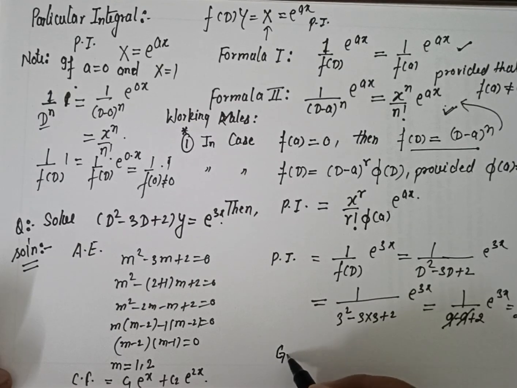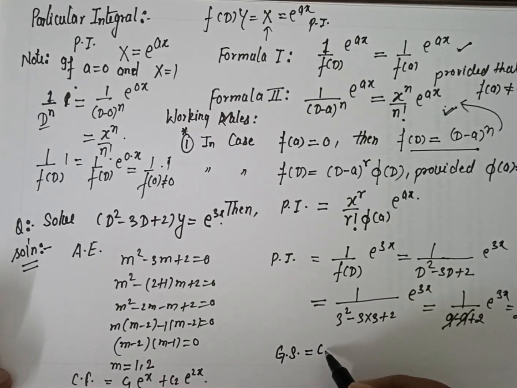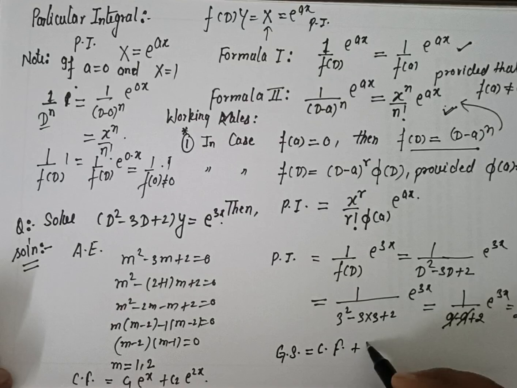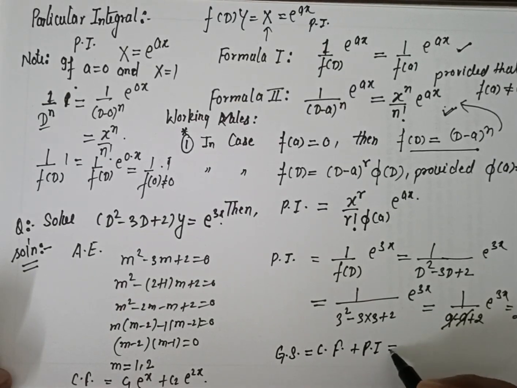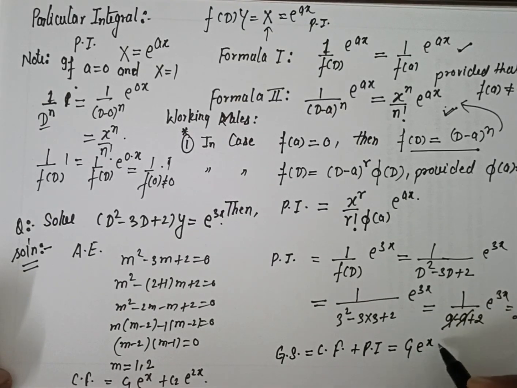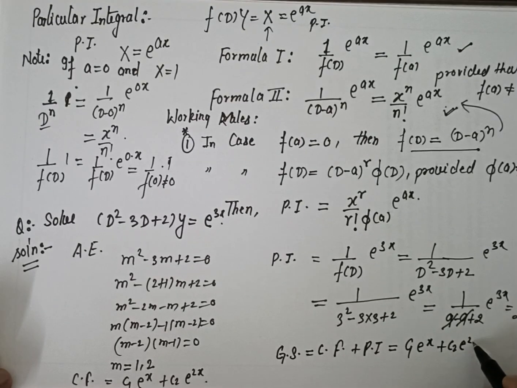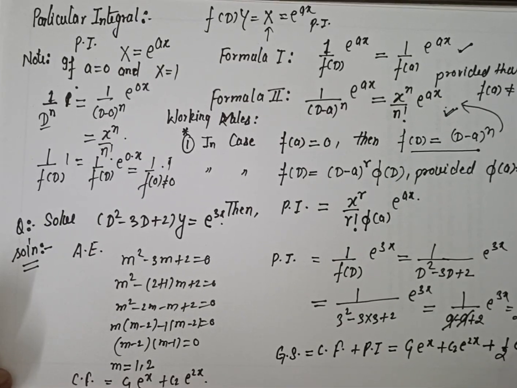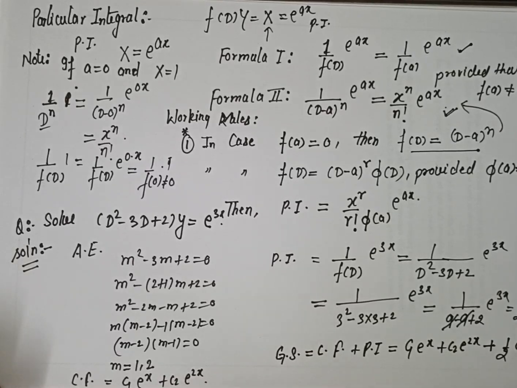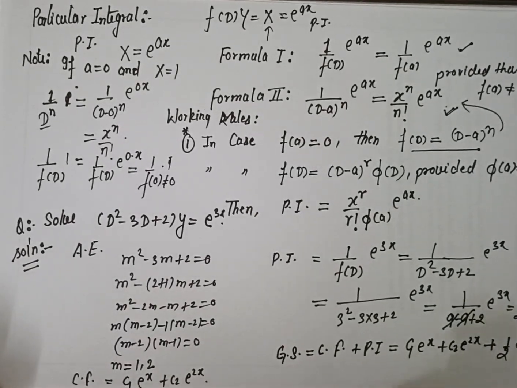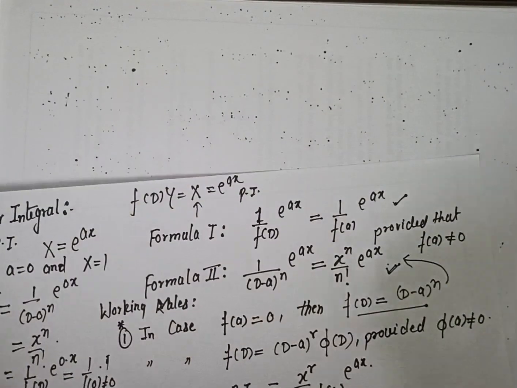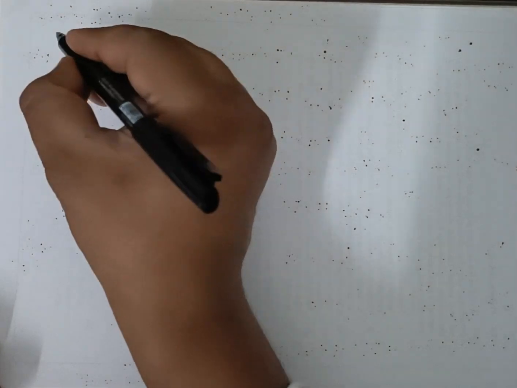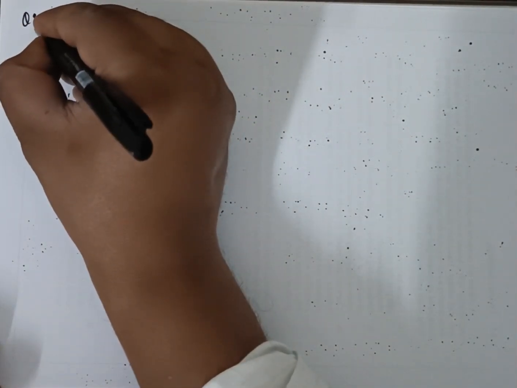Now what about the general solution? The general solution is nothing but the complementary function plus the particular integral. The complementary function is c1 e^x plus c2 e^(2x), and the particular integral is (1/2) e^(3x). So it's quite simple to study. We have the final solution here, and to understand the complementary function and particular integral we will study some more questions too.